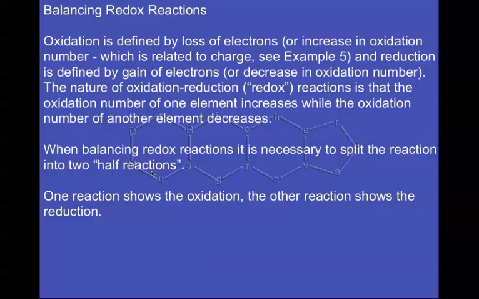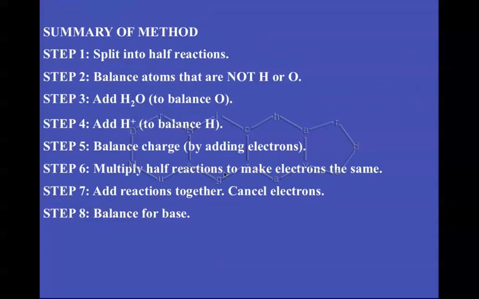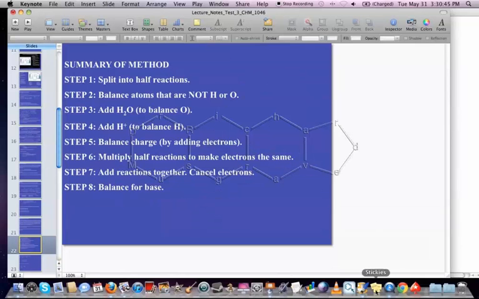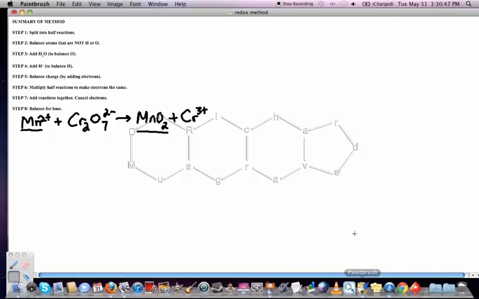So we're going to split it into two half reactions, one oxidation and one reduction. This is a summary of the method we're going to use, and I'm going to show you this in terms of an example. Alright, so here's our reaction. Mn2+ plus Cr2O7 2- gives MnO2 plus Cr3+.